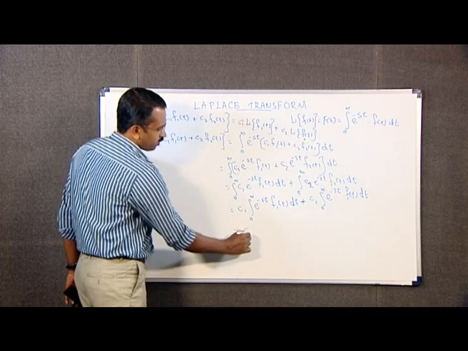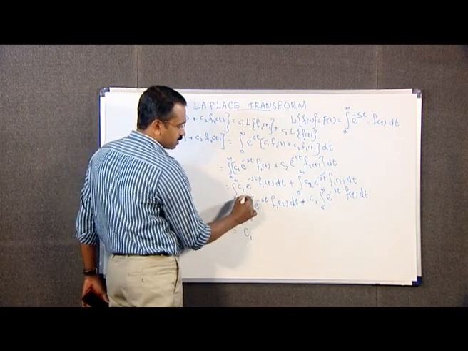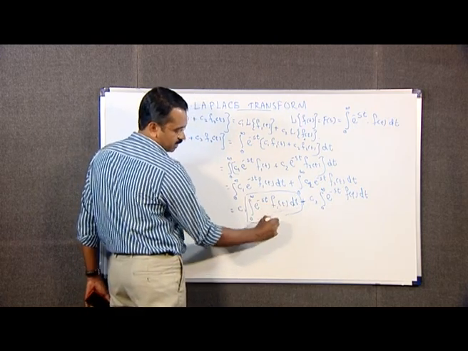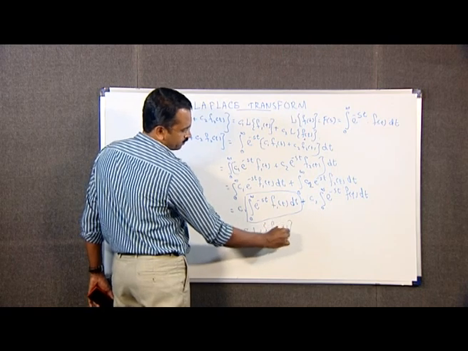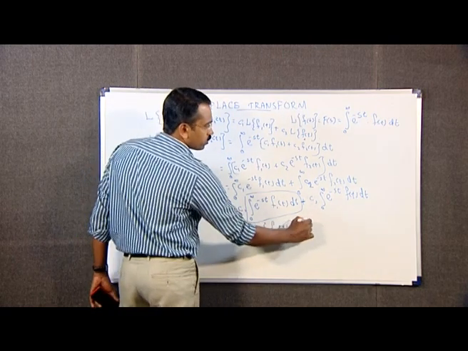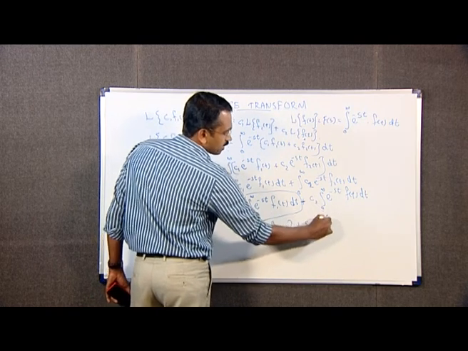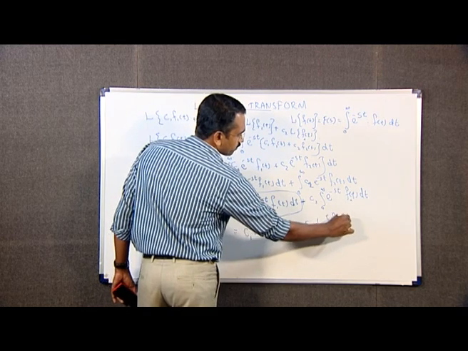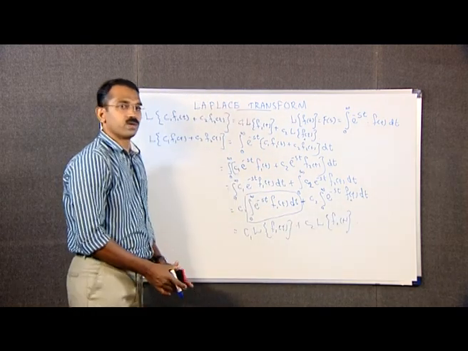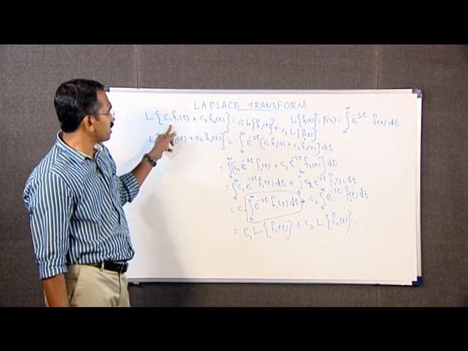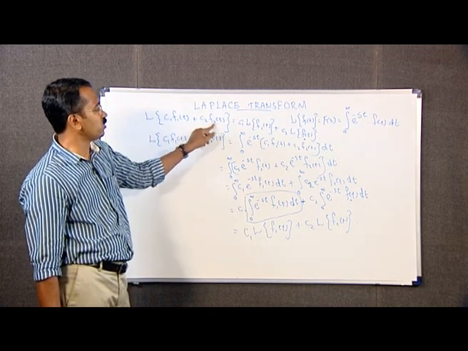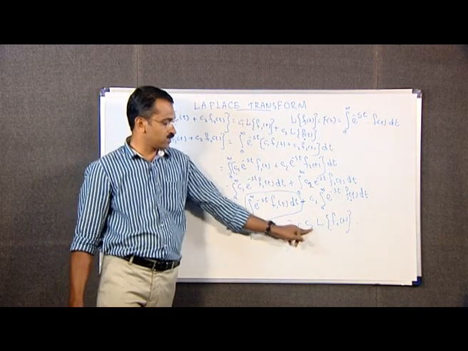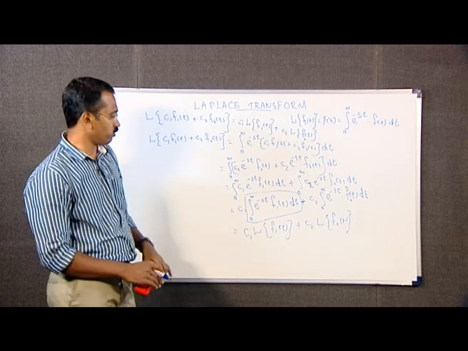Which is equal to c1 into, by the definition of Laplace transform, Laplace transform of, here the function is f1 of t, plus c2 into, similarly, Laplace transform of, here the function is f2, that is L of f2 of t. That is, Laplace transform of c1 into f1 of t plus c2 into f2 of t is equal to c1 into Laplace transform of f1 of t plus c2 into Laplace transform of f2 of t.